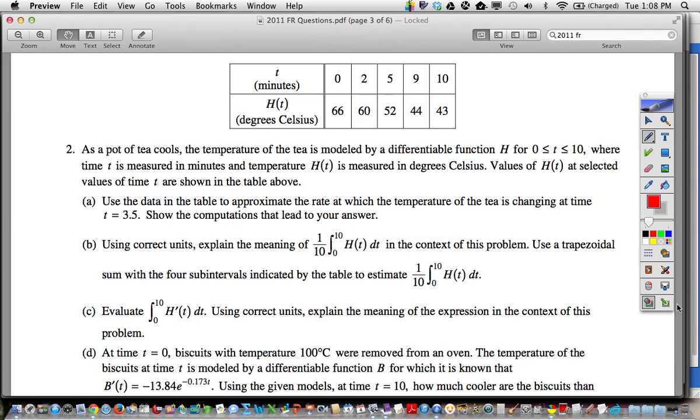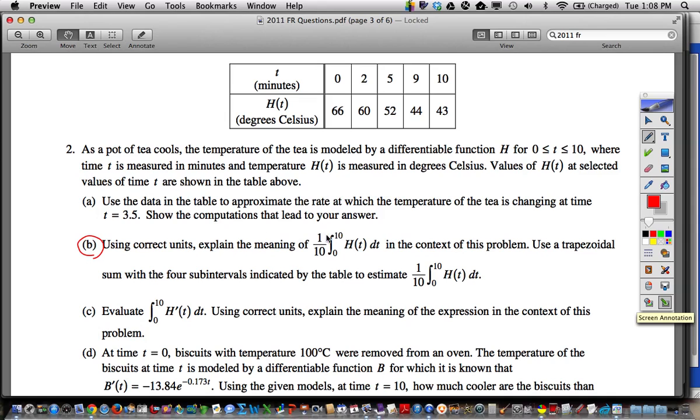Okay? B says, using correct units, explain the meaning of this integral in the context of this problem. Now, I don't even care if you do that last. Use a trapezoidal sum with 4 subintervals indicated by the table to estimate this value. Now, I'll even help you out here. So I would do the trapezoids first, if that's helpful. I'll even write out this thing the way we're used to seeing it, which is this right here. Instead of that 1/10 out in front, here would be another way you could write that. Okay? So calculate this value using 4 trapezoids.